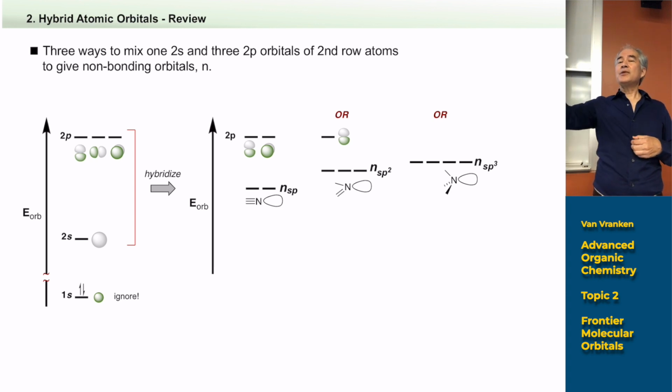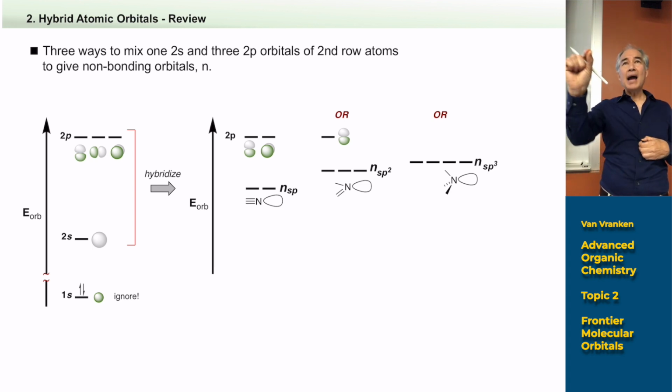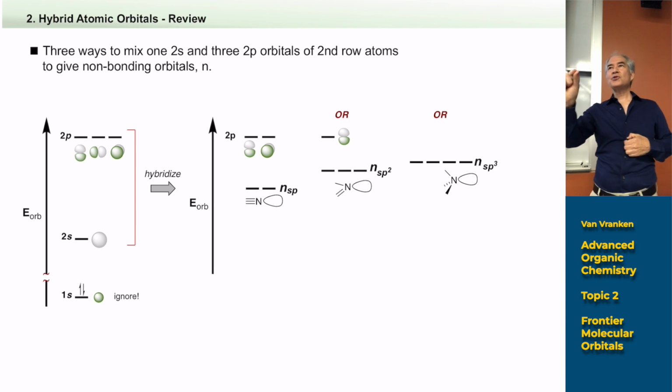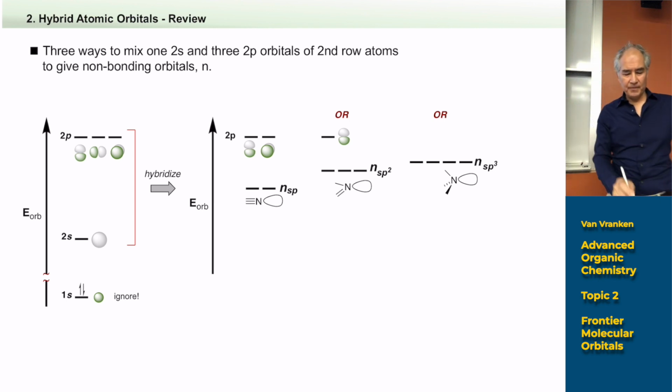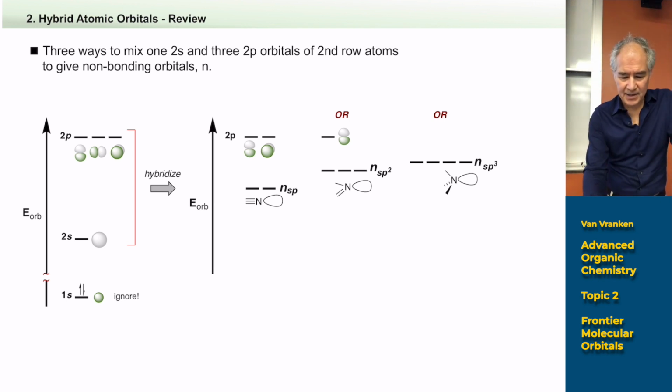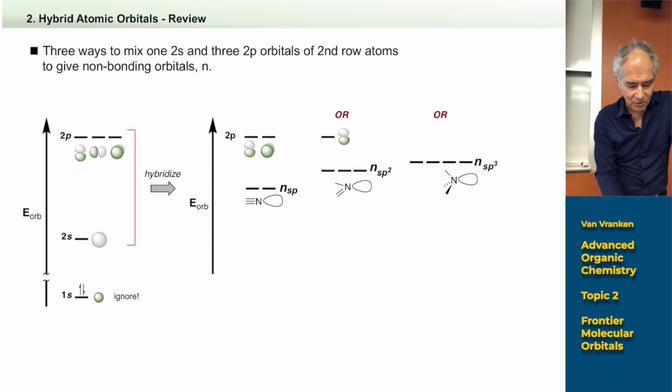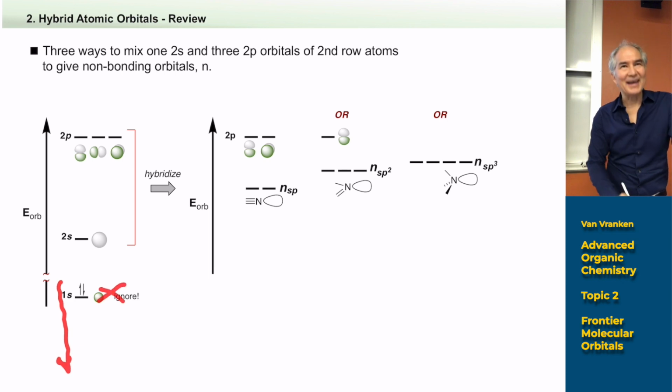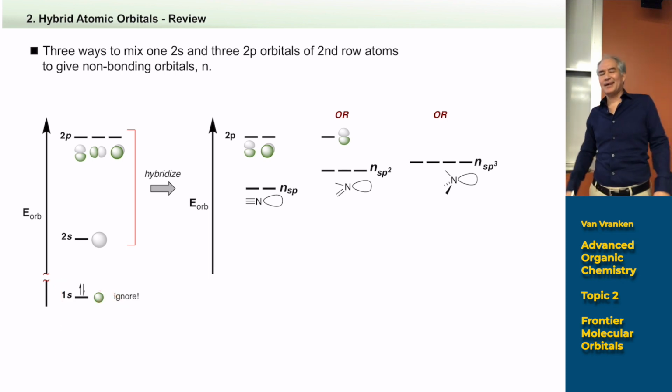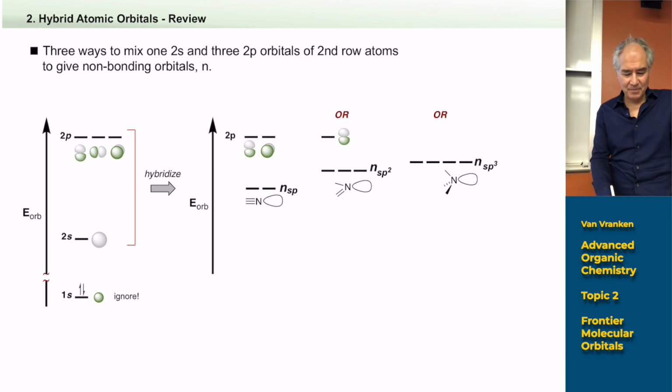Orbitals centered on individual atoms, but are hybrids of s and p, mixtures of s and p. Here I'm drawing a diagram. I don't know why I drew the 1s orbital so far down. You just ignore that. It's not going to bond with anything. It's not high enough in energy to form any productive bonding interactions.